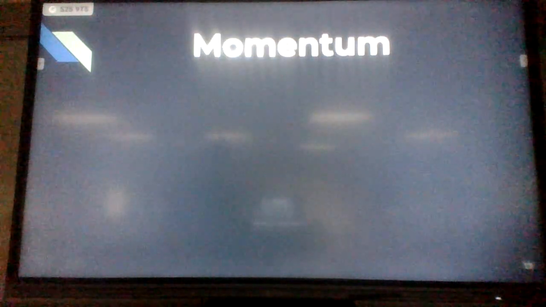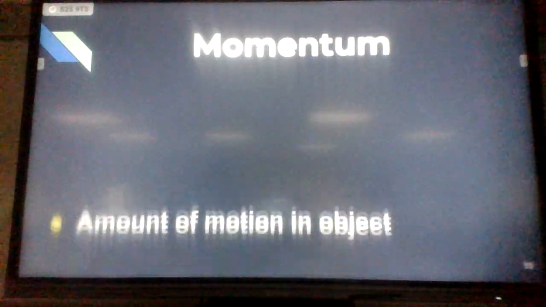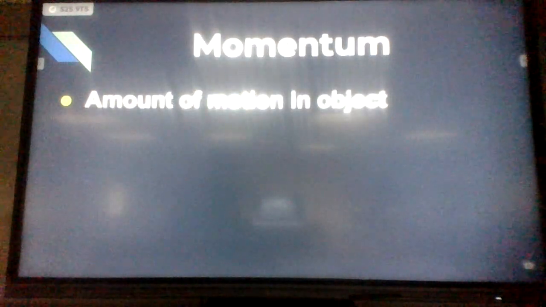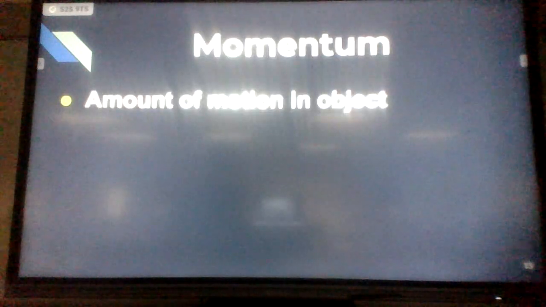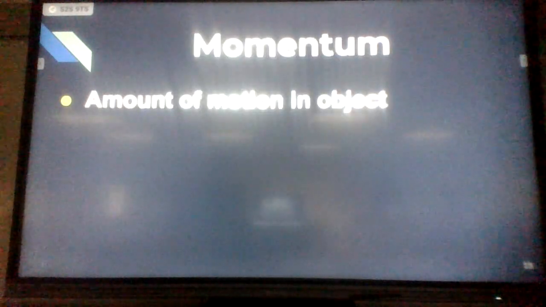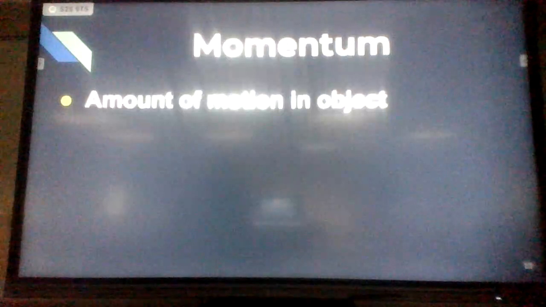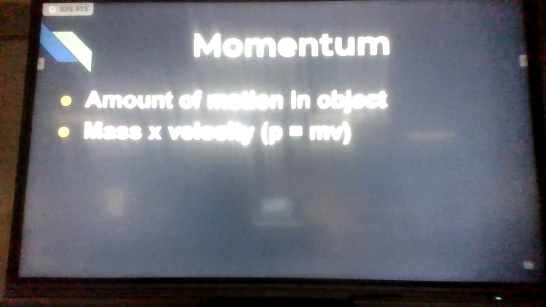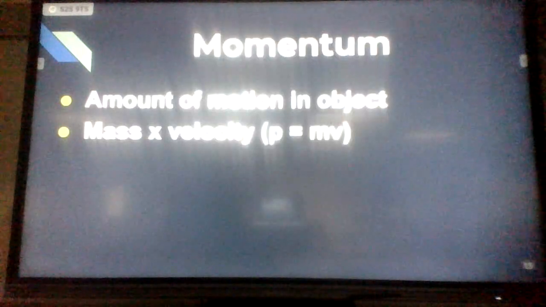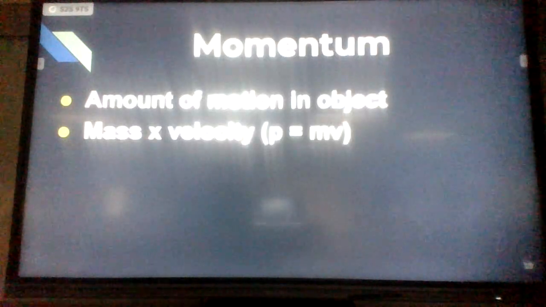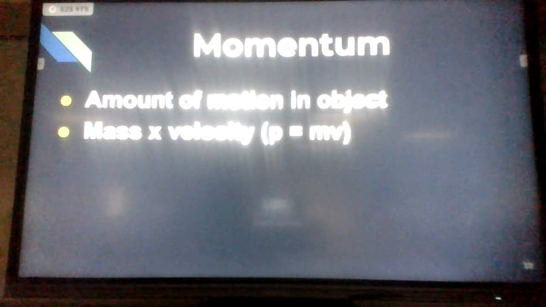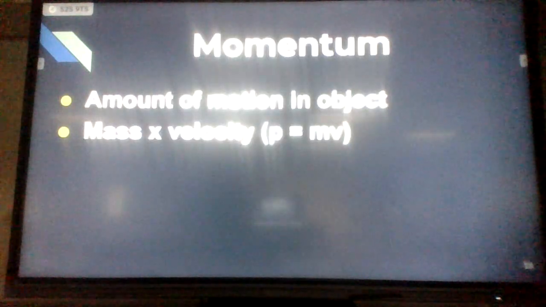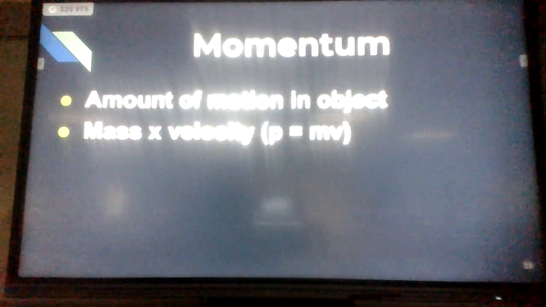Momentum. Every moving object possesses momentum, and that's because momentum is how much the object is moving. Not how fast, that's speed, but how much motion the object possesses. So there's your definition of momentum. The amount of motion in an object. This does have a formula also. Momentum equals mass times velocity. Now we use a lowercase p. I forget the word, but the Latin word for momentum begins with a P, and that's why we use a lowercase p. Equals little m for mass and little v for velocity.